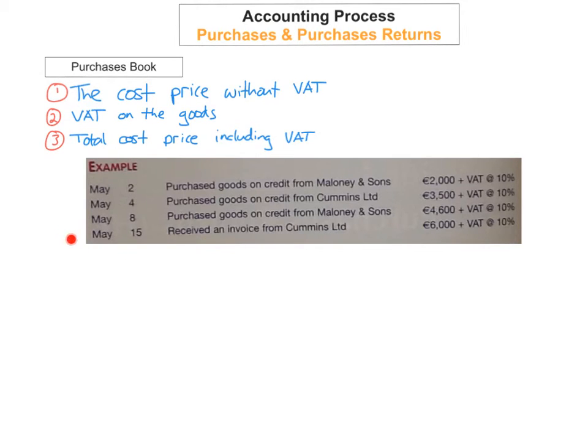One thing I hope you notice is that it says received an invoice. When you receive an invoice, that is the same thing as saying that you purchased a good, because whenever you purchase a good from a company, they will issue you with an invoice. So if it says received an invoice, that's just a different way of saying purchase goods on credit.